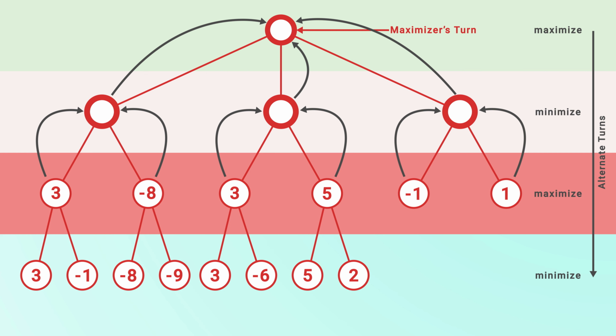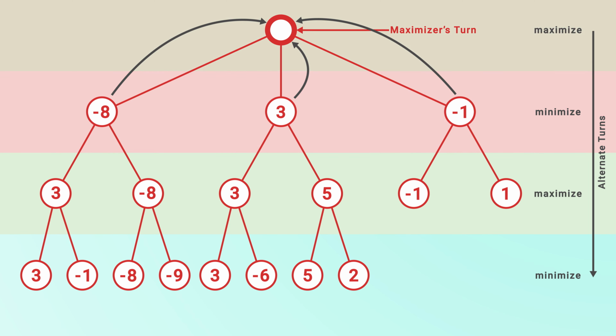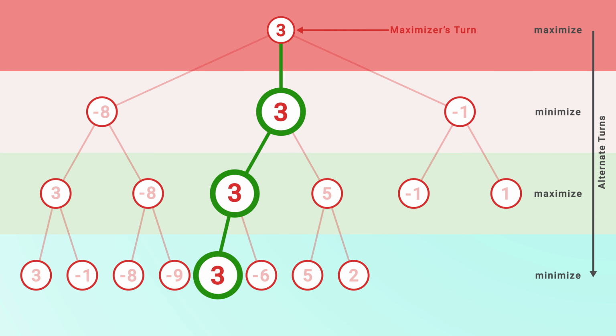We can now compute the values at the minimizer. Unlike the maximizing player, it chooses the minimum value. With all these values, the optimal path would be along 3. I have chosen a very simple tree for demonstration purposes. In real life, the tree can be much more complex than this.